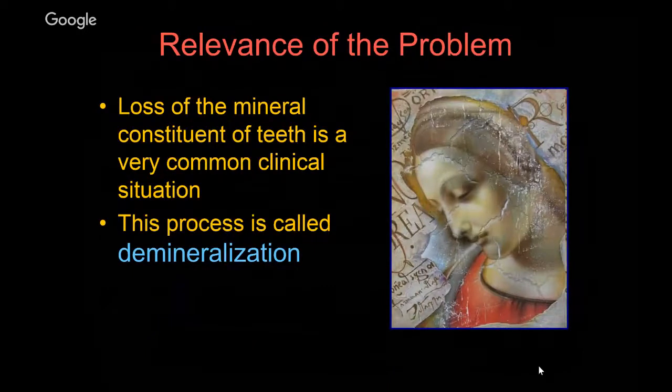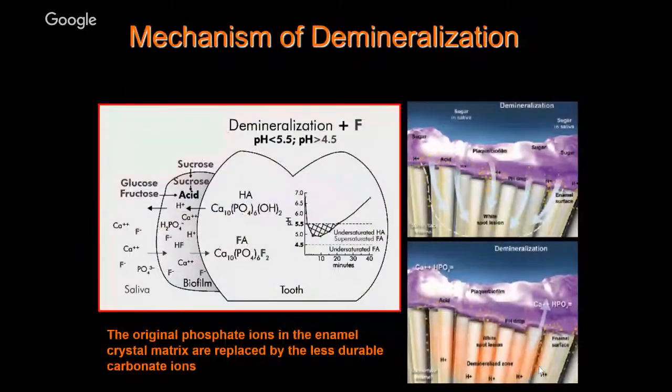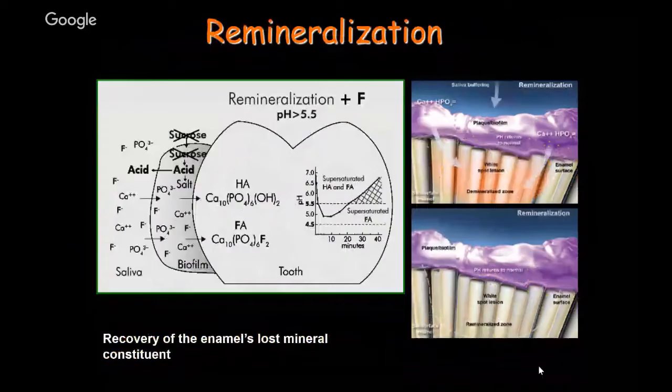Demineralization is a very actual problem. The loss of the mineral constituent of teeth is a very common clinical situation. This process is called demineralization. Mineralization and demineralization continue inside enamel ad infinitum. What is the mechanism of demineralization? The original phosphate ions in the enamel crystal matrix are replaced by the less durable carbonate ions. Recovery of the enamel's lost mineral is needed.